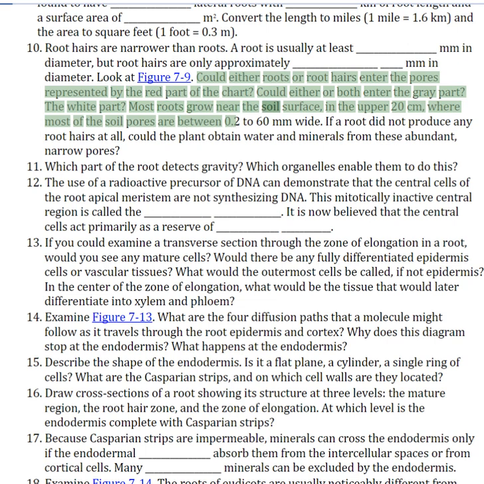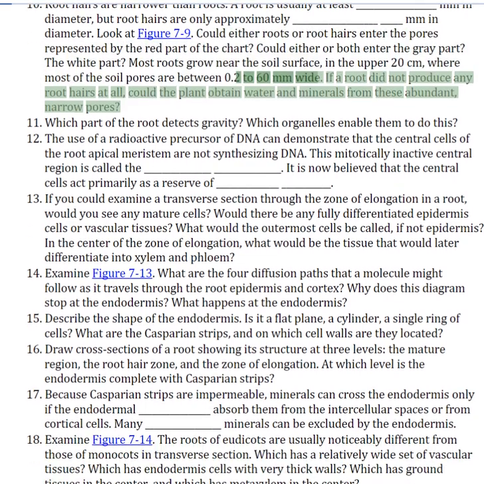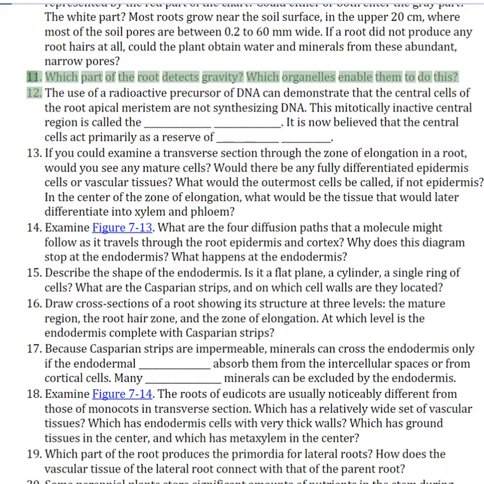Most roots grow near the soil surface, in the upper 20 centimeters, where most of the soil pores are between 0.2 to 60 millimeters wide. If a root did not produce any root hairs at all, could the plant obtain water and minerals from these abundant, narrow pores? 11. Which part of the root detects gravity?